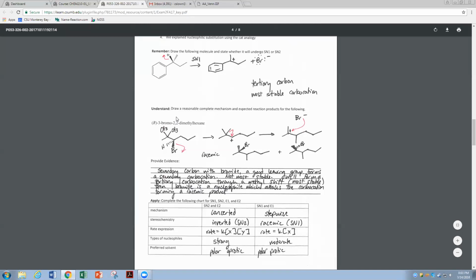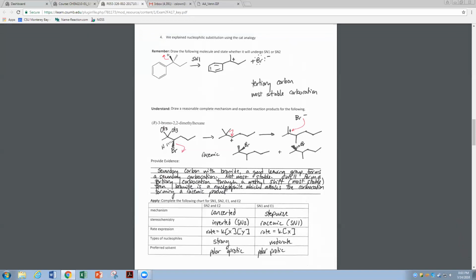For number 2, I have to draw a reasonable complete mechanism, so I need to draw this molecule. Think about the fact that I have a leaving group, but then I also have this ability to do a methyl shift to create a more stable carbocation, and then my bromine can reattack as a nucleophile, but it's going to form racemic products. So I have a secondary carbon with bromide, which is a good leaving group.